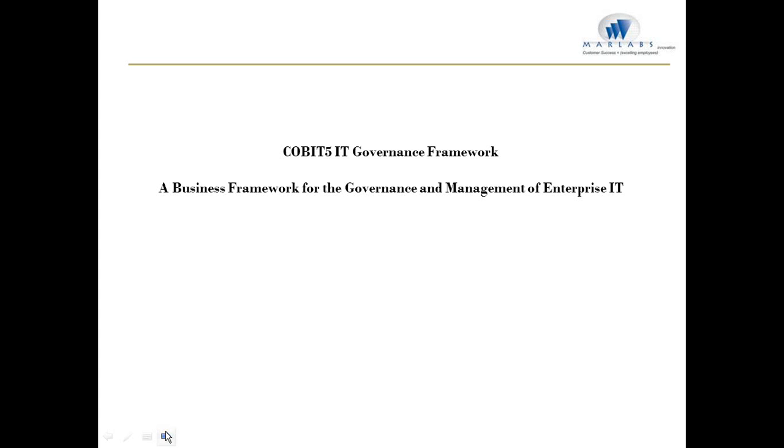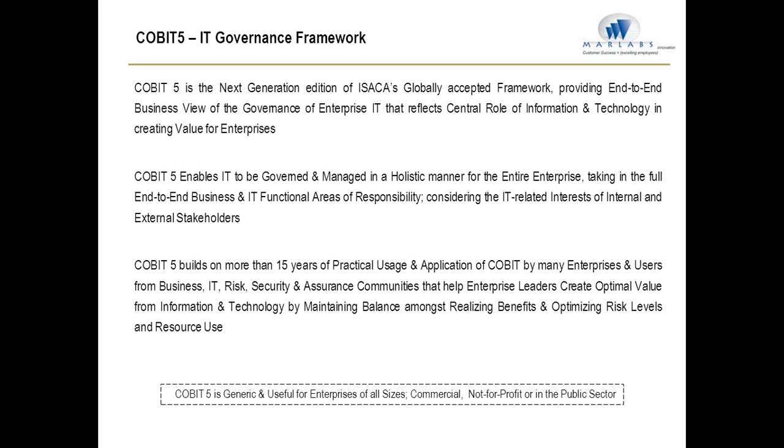So we have set a kind of a pedestal to try and demystify IT governance, the relevance or the importance of it. So now we try and focus on what is COBIT as an IT governance framework. How it has been defined: as a business framework for the governance and the management of the enterprise IT. COBIT is generic and is useful for enterprises of all sizes, commercial, not for profit, or in the public sector, of course.